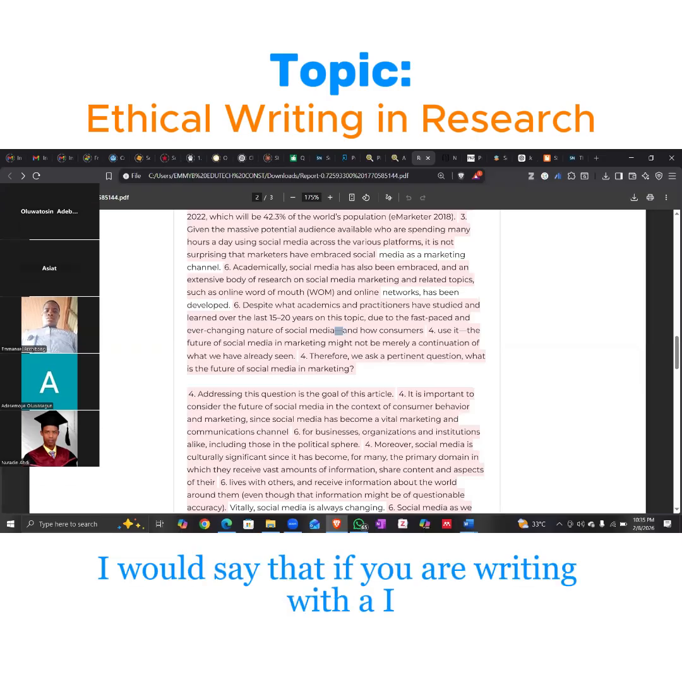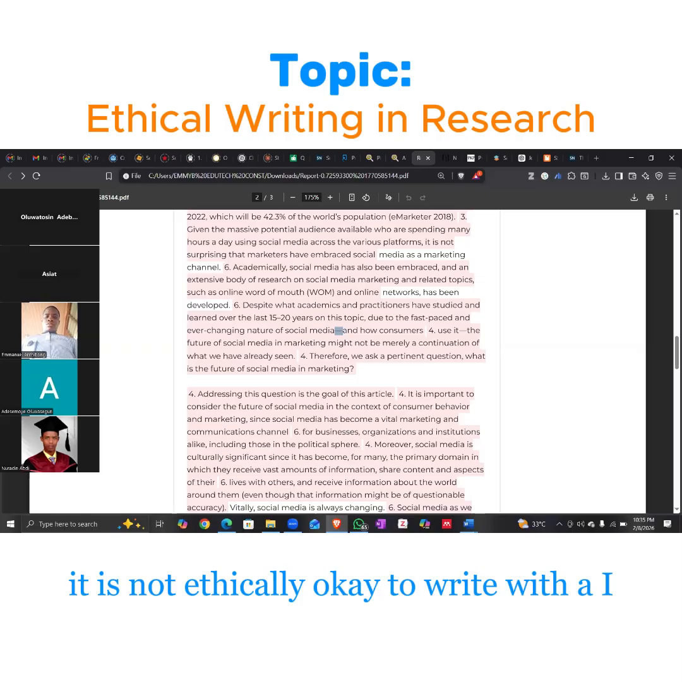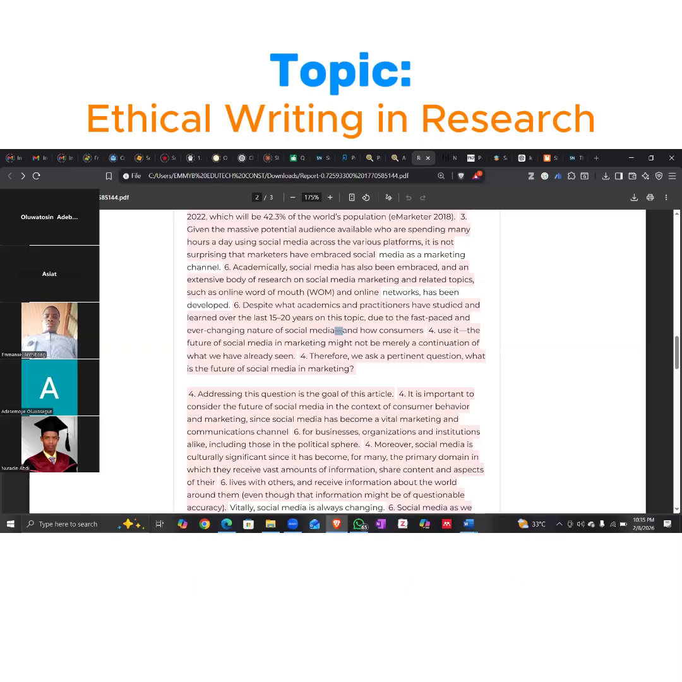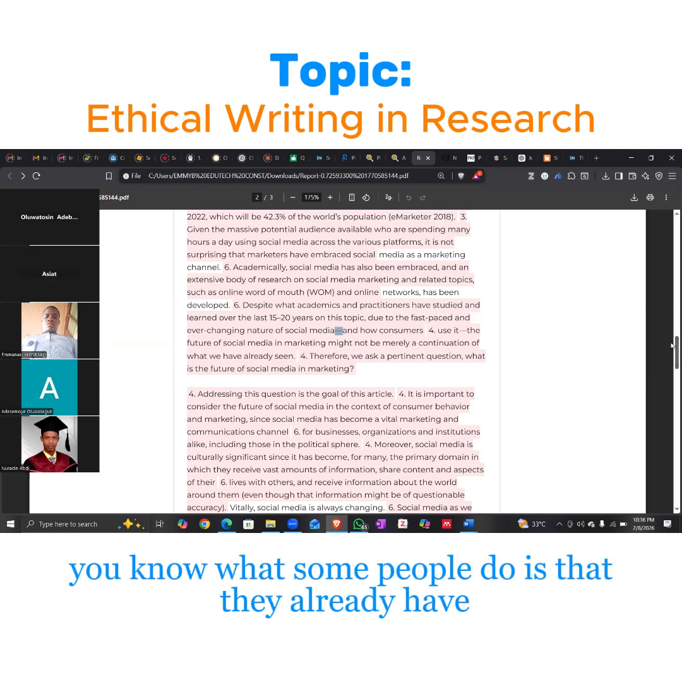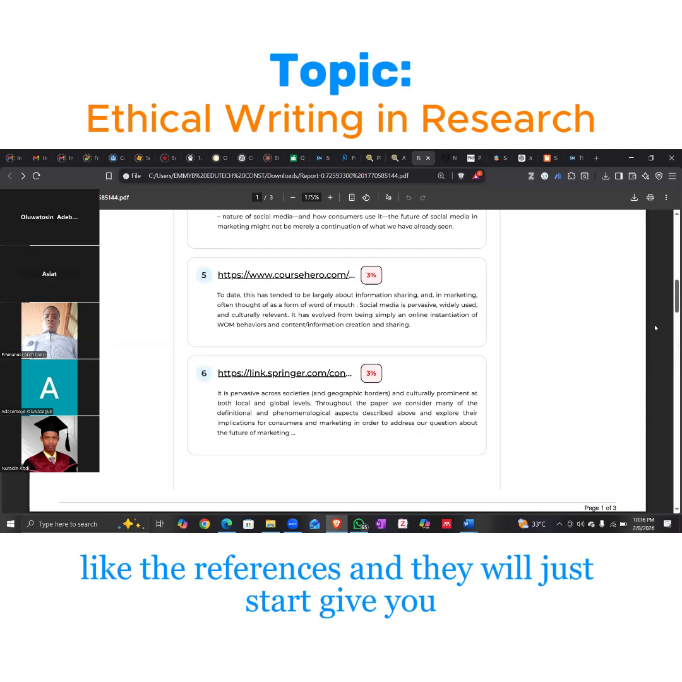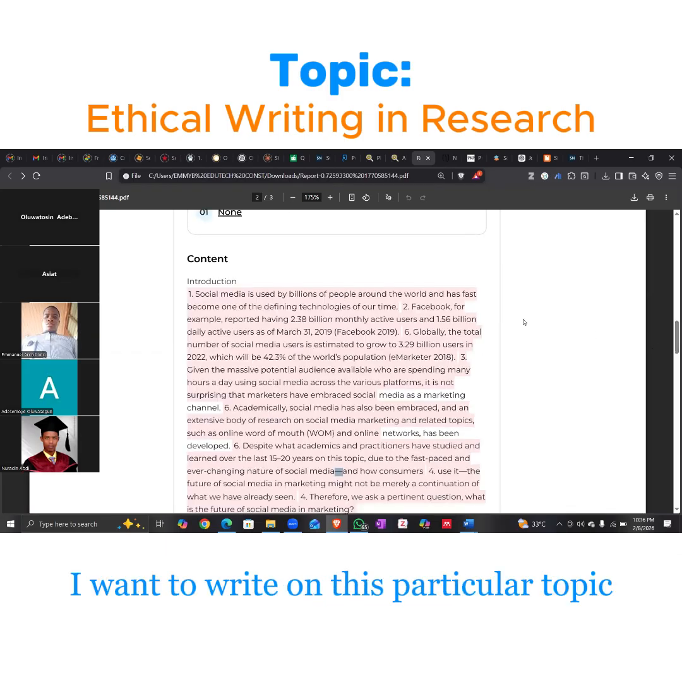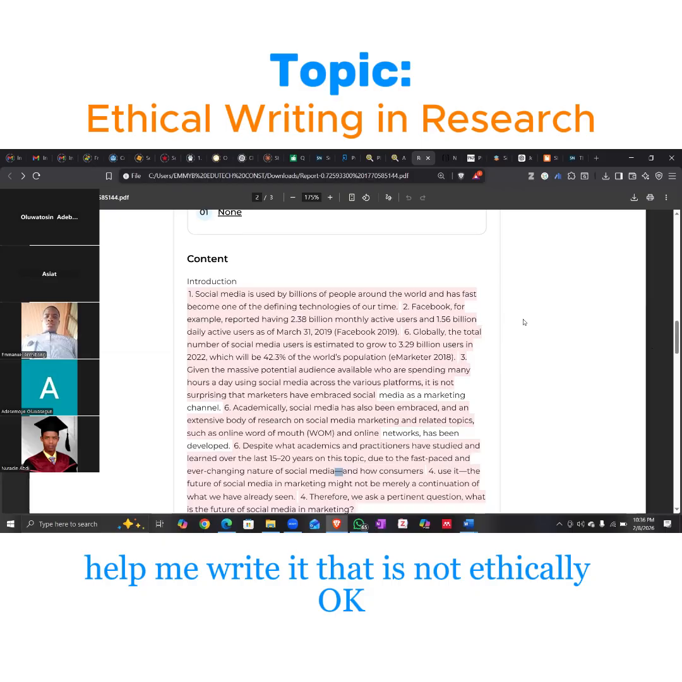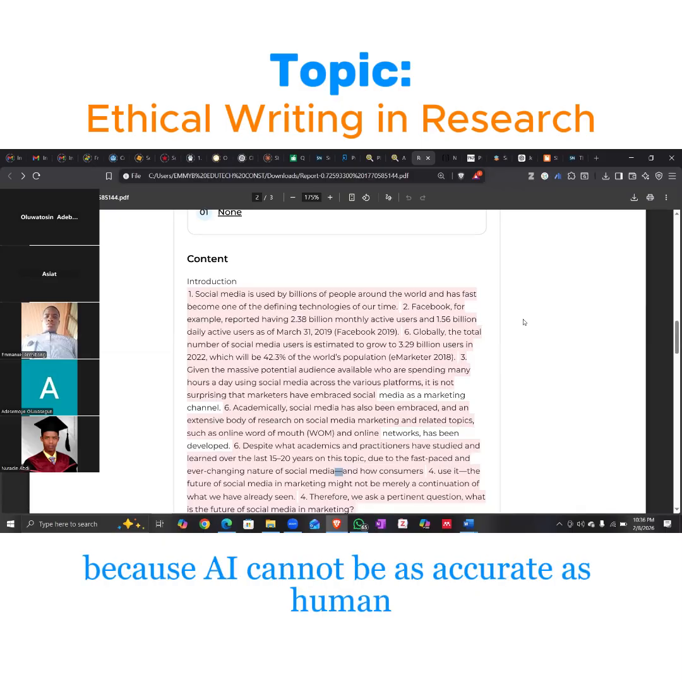I would say that if you are writing with AI, it is not ethically okay. AI can only be a guide for you. It can only guide you as a researcher. Some people already have the list of what they want to write, like the references, and they just give AI prompts: I want to write on this particular topic, these are the things I want there, help me write it. That is not ethically okay because AI cannot be as accurate as a human.